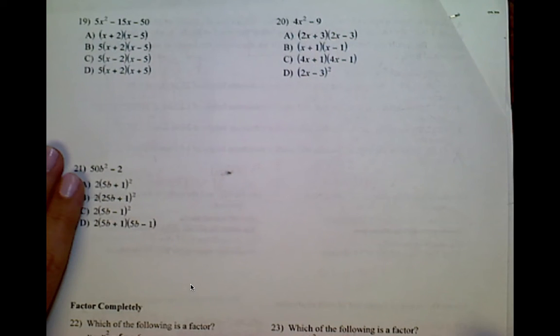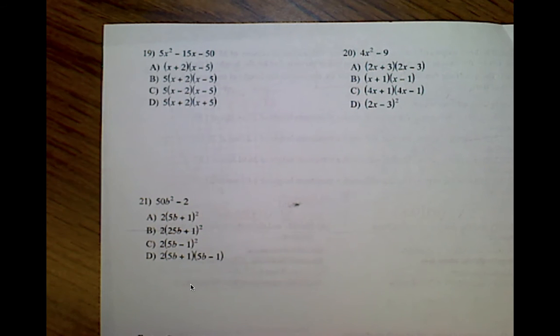So we're going to go on to number 19. Number 19, they're all divisible by 5 because they all end with a 0 or 5.